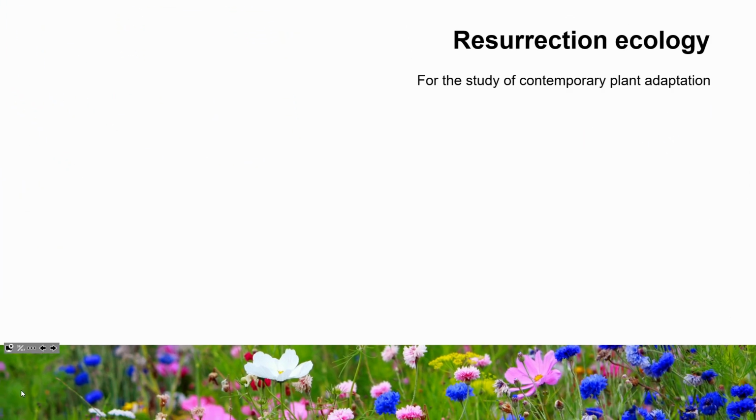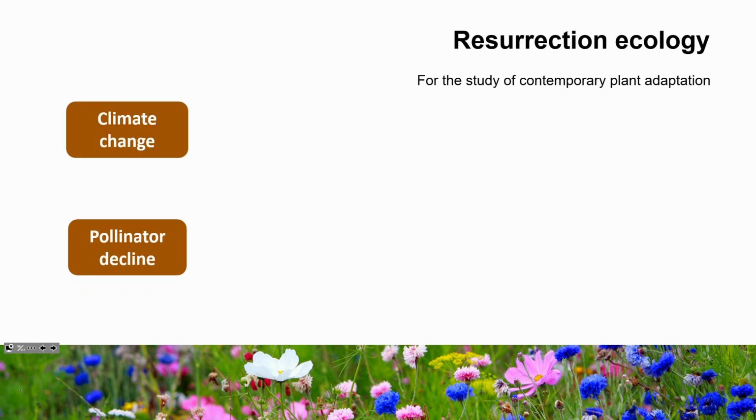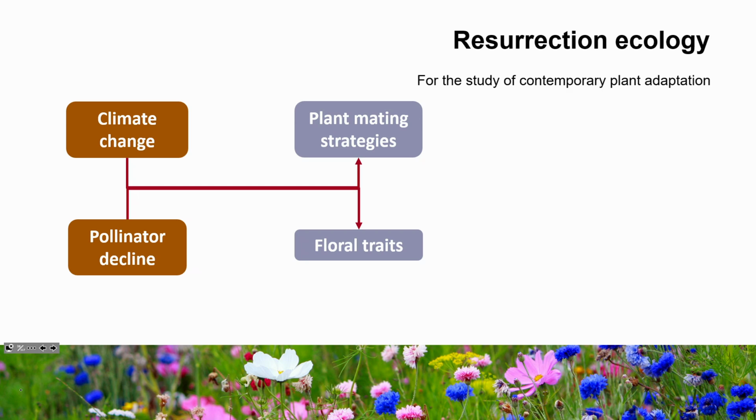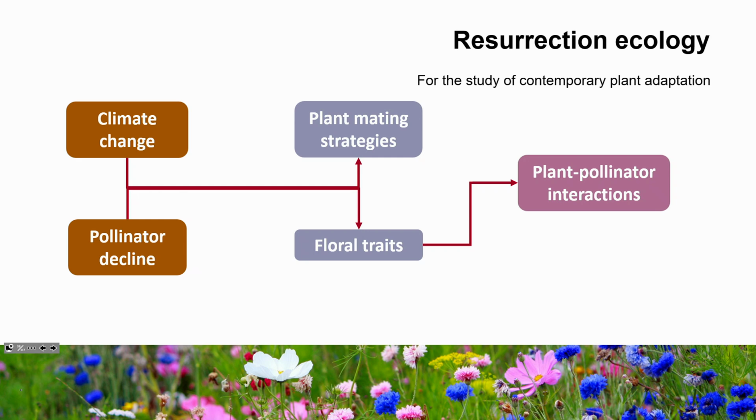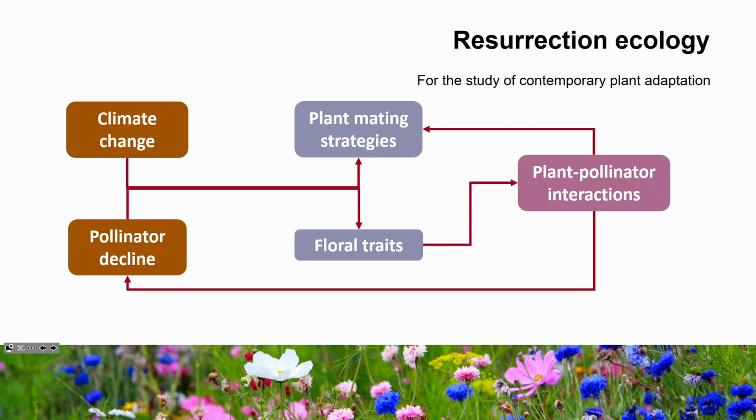So I use the resurrection ecology approach to study plant adaptation to climate change and pollinator decline. Specifically, I'm interested in how these huge changes in the environment that have occurred over the past 50 years affect plant mating strategies and their floral traits. And this is important because floral traits, by making the plants less or more attractive to pollinators, will affect plant-pollinator interactions, and modifying plant-pollinator interactions will have a feedback on plant mating strategies, and in the long term can further decouple or delay the pollinator decline.